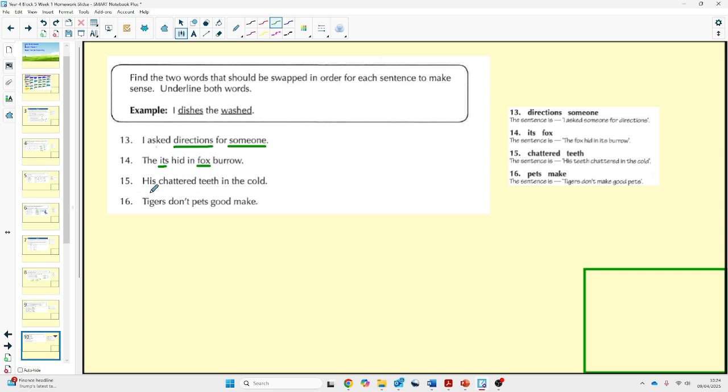Number 15. "His chattered teeth in the cold." So, his teeth chattered in the cold. Number 16. "Tigers don't pets good make." So we need to swap make and pets around. So, tigers don't make good pets. And again, go down through, and see if you managed to underline those correct words.